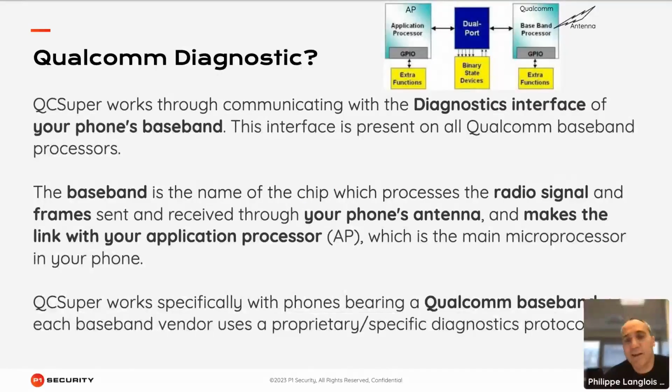What we are leveraging is the Qualcomm diagnostic interface. This interface is a direct way for the baseband chip to expose some diagnostics about radio, about measurements, but also about the raw frames. And that's what interests us: the raw frames going at the radio level. It gives that directly to our application processor, which then transmits it to the laptop running Wireshark.